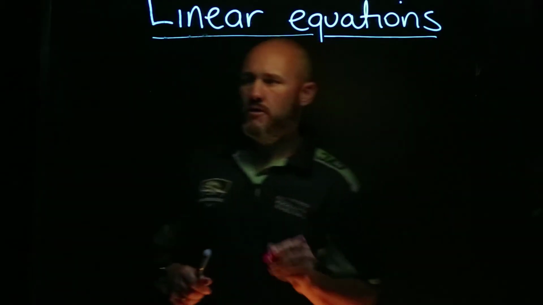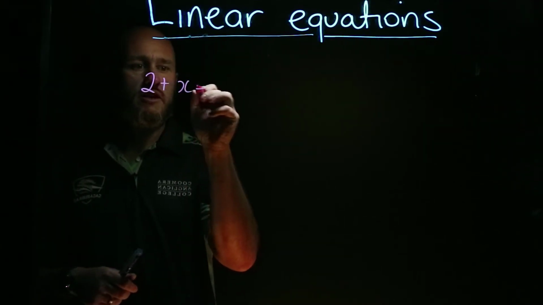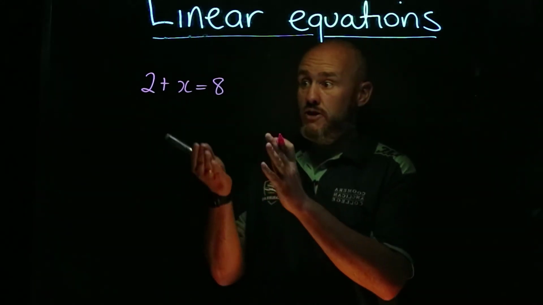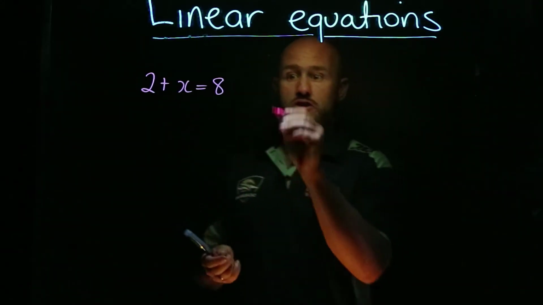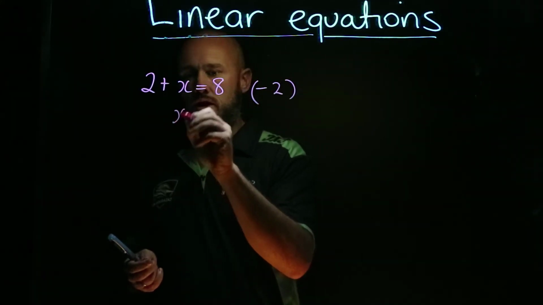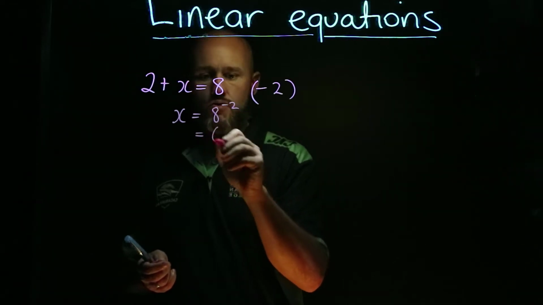Let's talk about those. Let's start with a simple one like we had in the previous video. 2 plus x equals 8. We have to recognise the opposite or inverse operation here is to subtract the 2. So we go through the process of subtracting 2, and we end up with x is equal to 8 minus 2, which of course is 6.